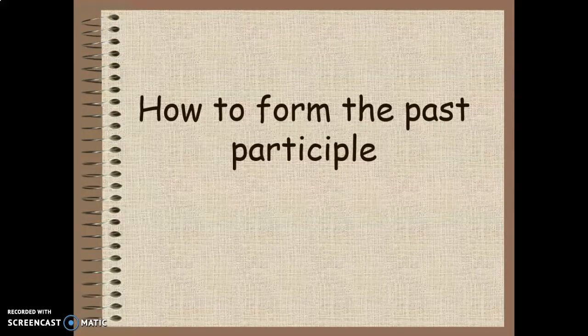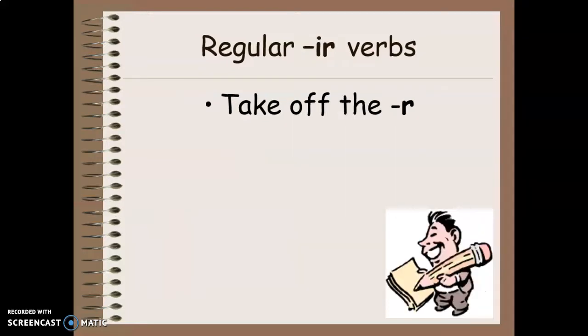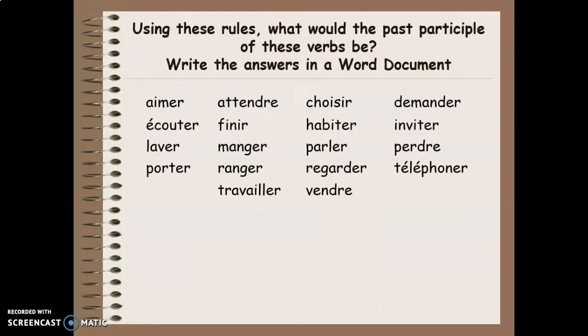How to form the past participle. We've already seen this, but just to recap. With ER verbs, you take off the ER and add an É with an accent, so the verb jouer becomes joué. With IR verbs, you take off the R and you're left with fini, F-I-N-I, so j'ai fini. With RE verbs, you take off the RE and you add on a U. So j'ai répondu, from the verb répondre, I responded.